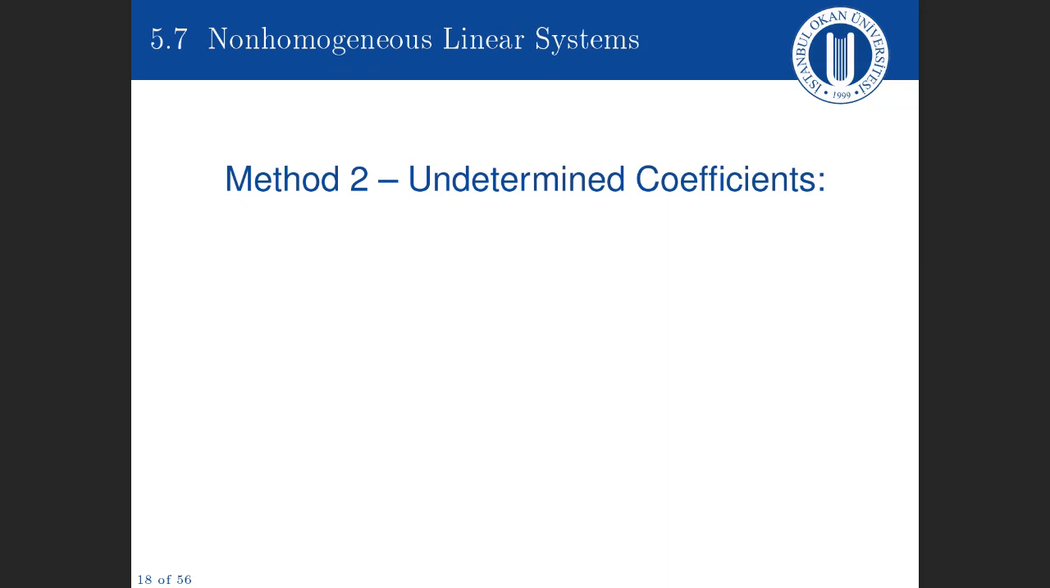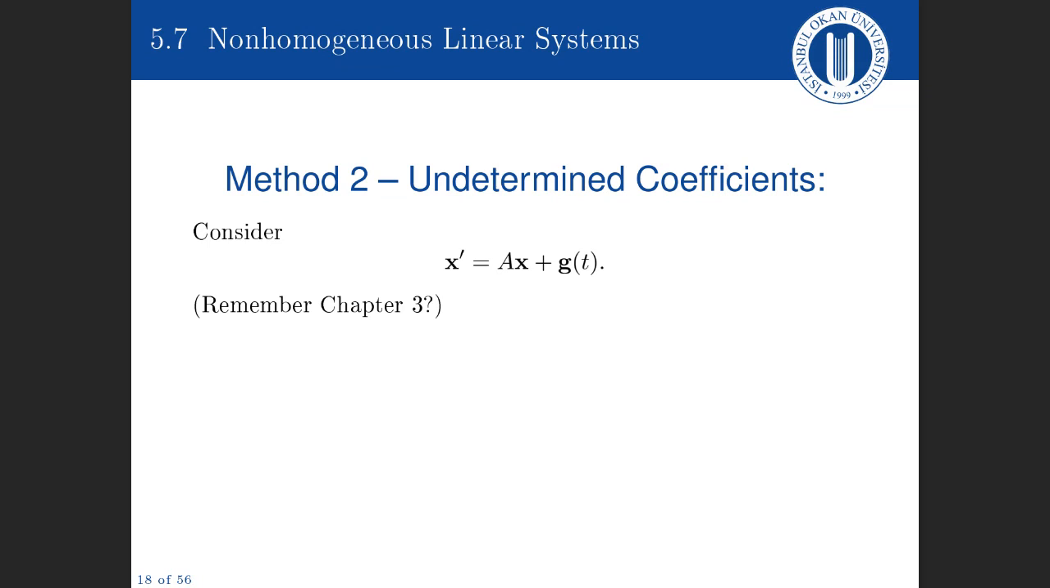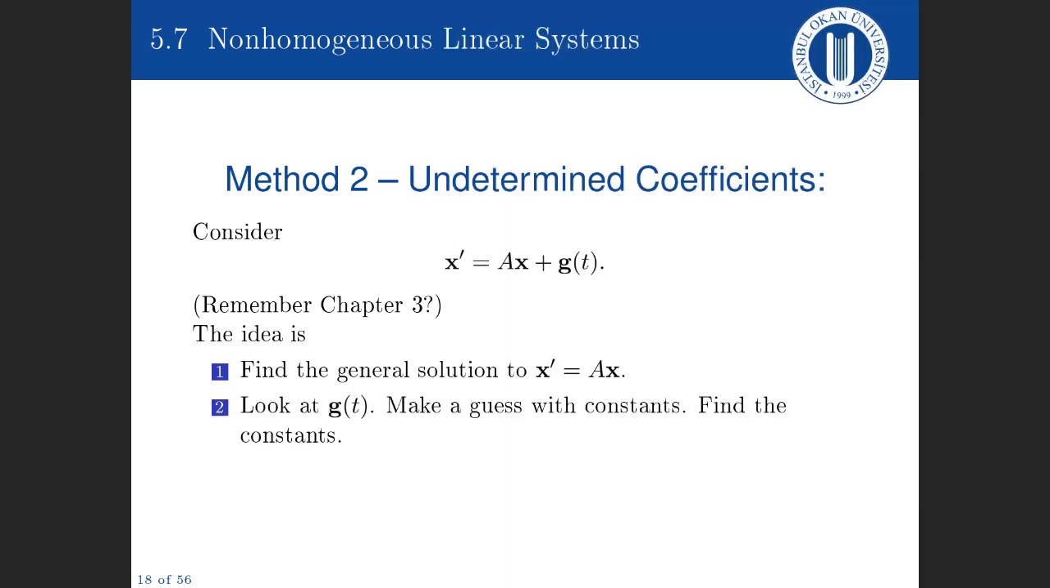Let's move on to method two, the method of undetermined coefficients. Again, we're going to be looking at x prime is equal to A x plus g, where A is a square constant matrix. Now, do you remember what we did in chapter three? The idea is we find the general solution to the homogeneous equation. We look at the function g and we're going to make a guess which includes some constants. We're going to test our guess and try to find the constants. And then step three, we're going to do 1 plus 2. We're going to take the general solution to the homogeneous equation plus our particular solution.